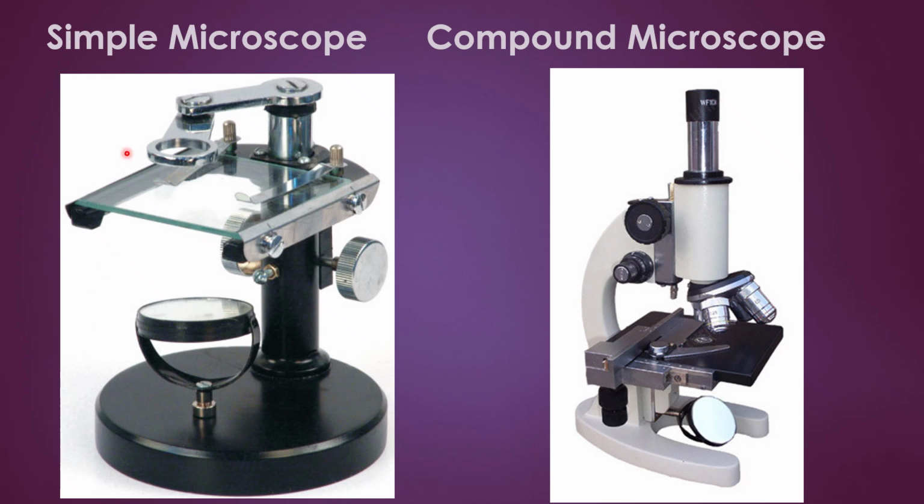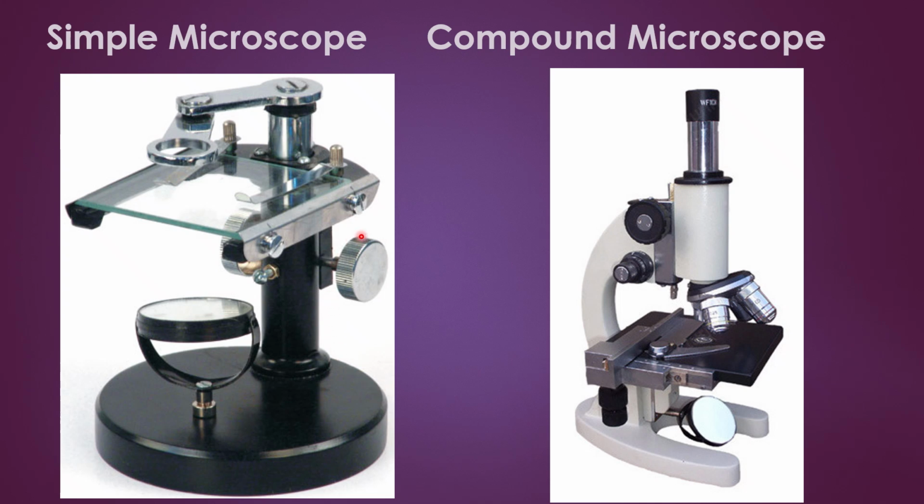In the simple microscope, only one type of lens is present. But in the compound microscope, three types of lenses are present. The first one is the ocular lens. The second one is the objective lens with three types of magnifications, and the third one is the condenser lens. Here the condenser lens is absent, but in the compound microscope the condenser lens is present.